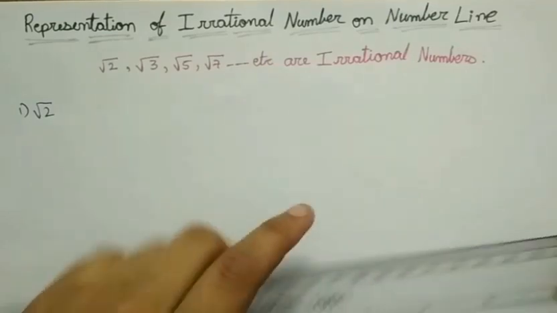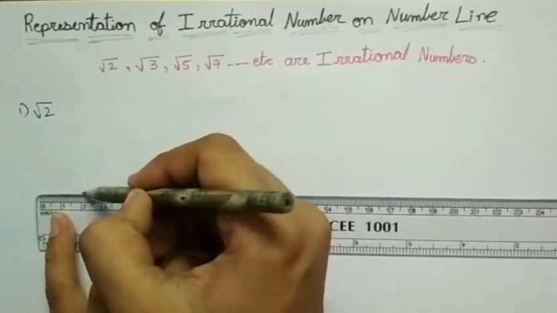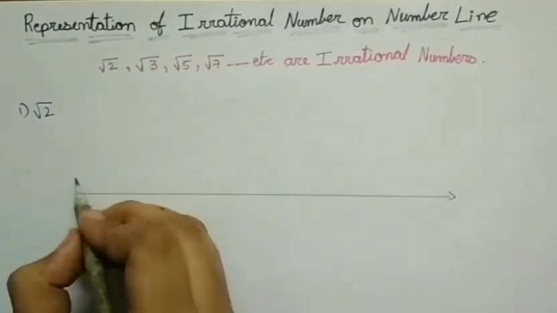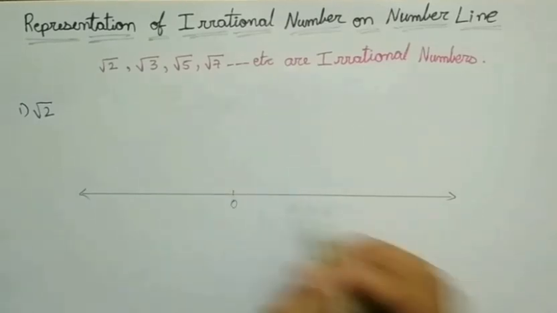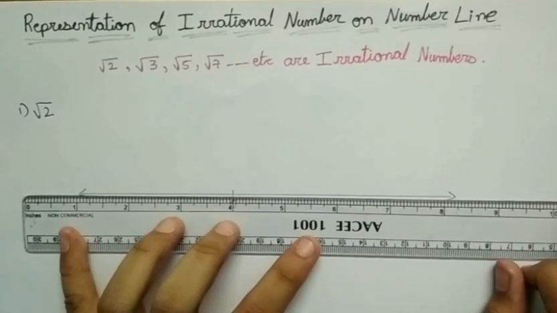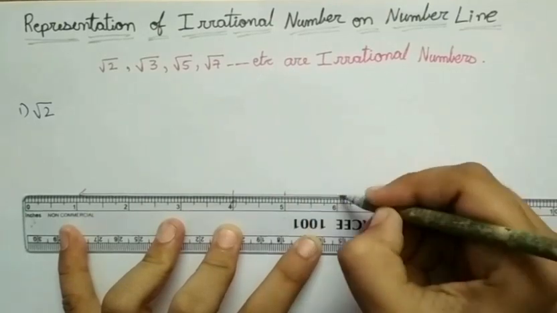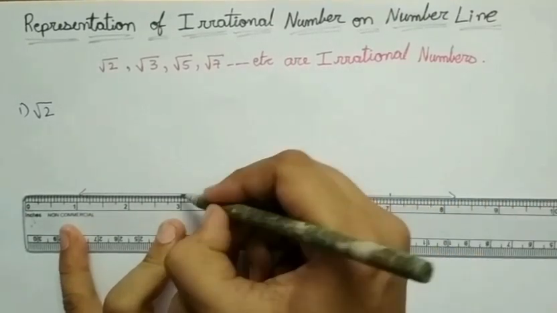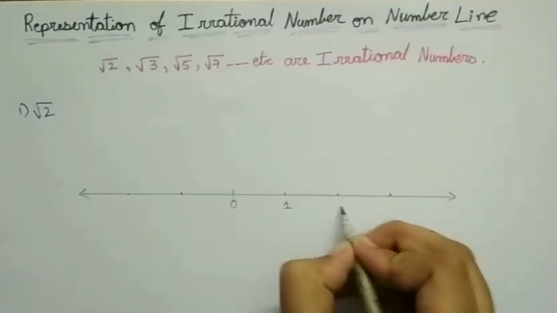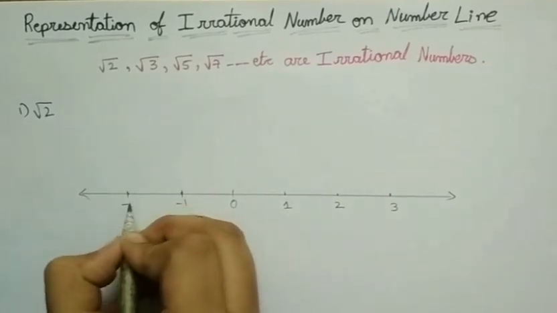To plot it on the number line, first off we need to draw a basic number line with 0, but here we need to take a specific length between the numbers. I am taking an inch. We will call it a unit. 1, 2, 3, minus 1 and minus 2. This is 1, 2, 3, minus 1 and minus 2.